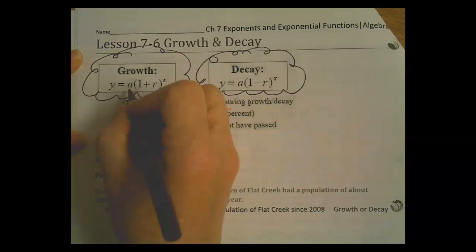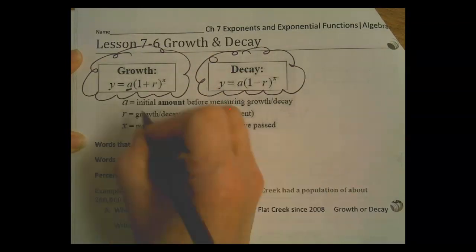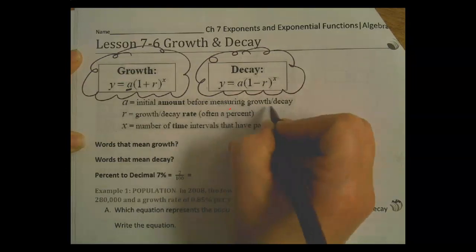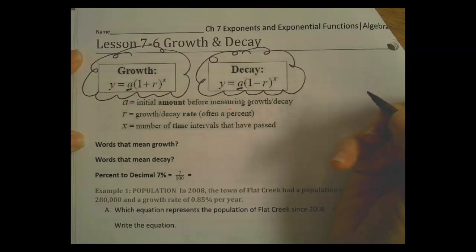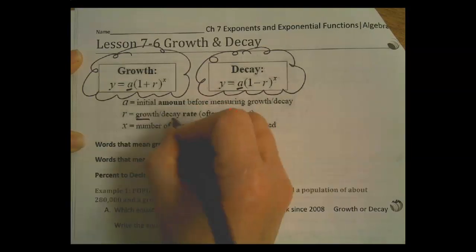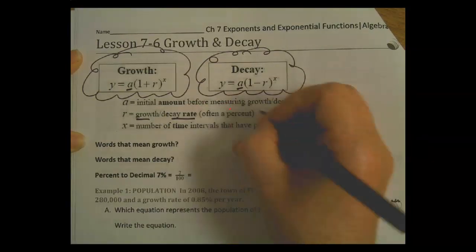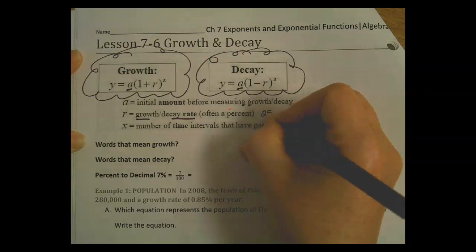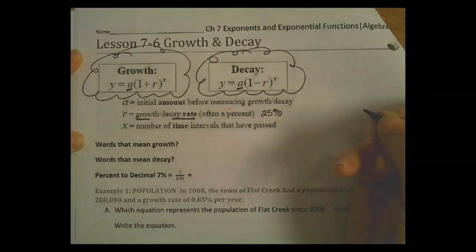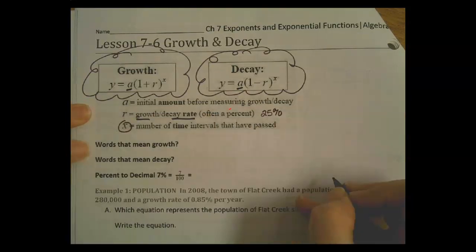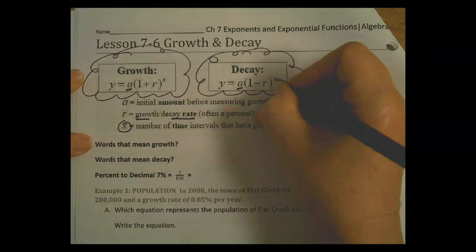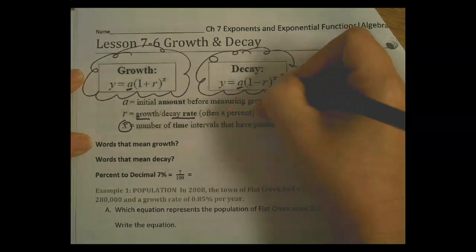So the A here that you'll be substituting is the initial amount before measuring that growth or decay. R is the growth or decay rate, often as a percent. So they'll say it increased by 25% or decreased. X is the number of times the intervals have passed. Some people might call this a T, but this is an X.